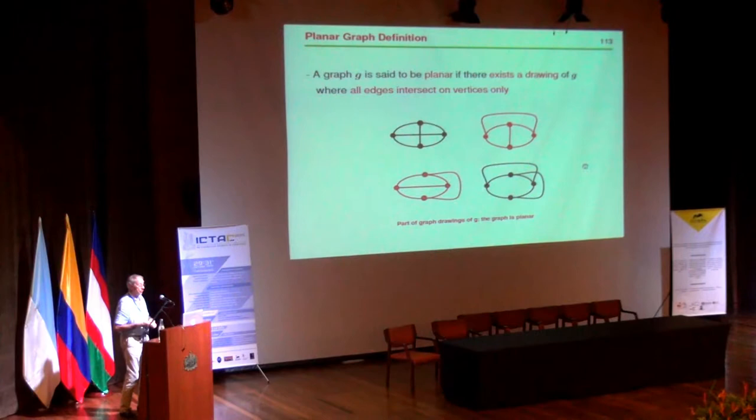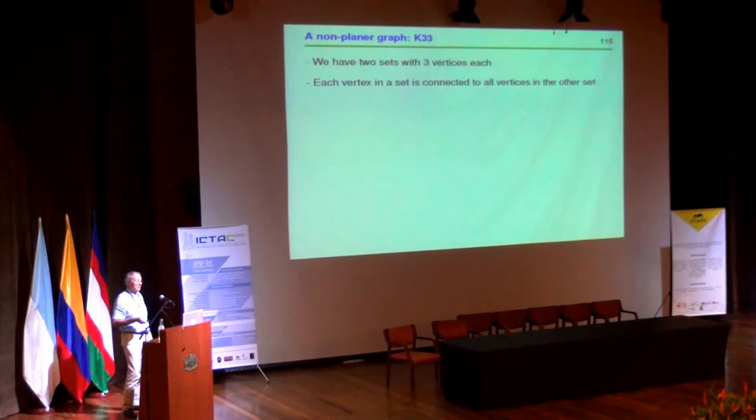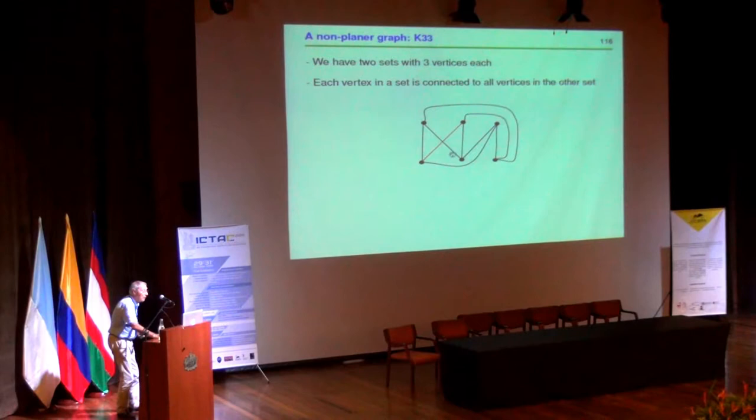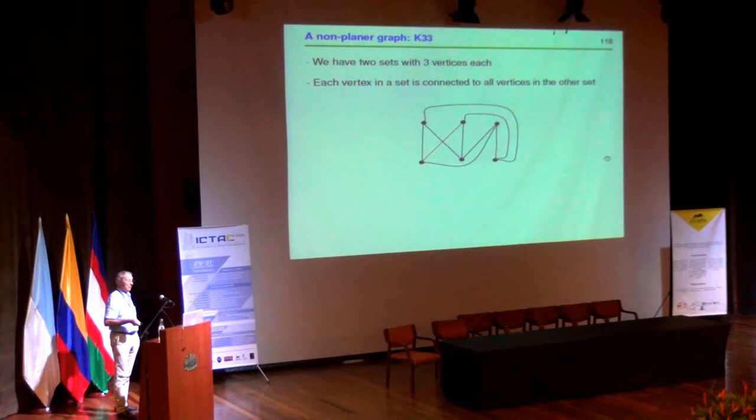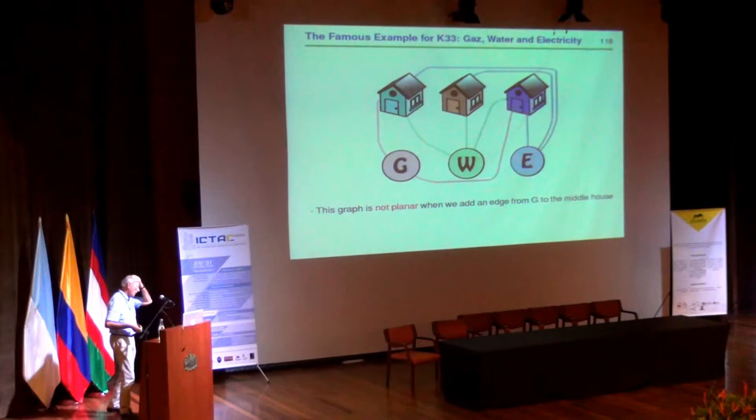So here is a non-planar graph, K3-3. We have already seen it. Each vertex in a set is connected to all vertices in the other set. We have two sets of three vertices each, and you can see that if we add this connection here, the graph drawing is not planar. And again, this is the same thing as we have seen already in previous slides. When we add this, the graph becomes non-planar. So it can be proved that K3-3 is not planar. I'm not doing this proof here. The proofs of this in the literature are not too bad.